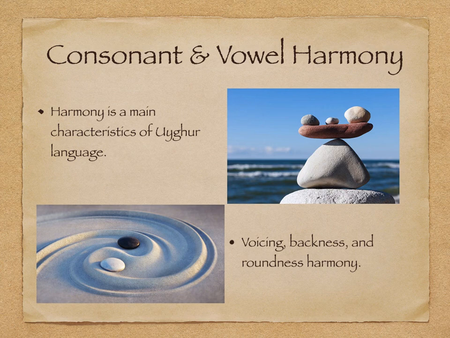So I think mostly Uyghur is two-way harmony, backness and roundness harmony. I mean three-way: voicing, backness, and roundness harmony. But most of the time, backness is two-way. I heard Kyrgyz is like four-way. I don't really know. But yeah.